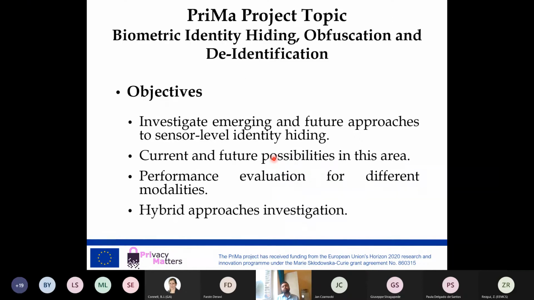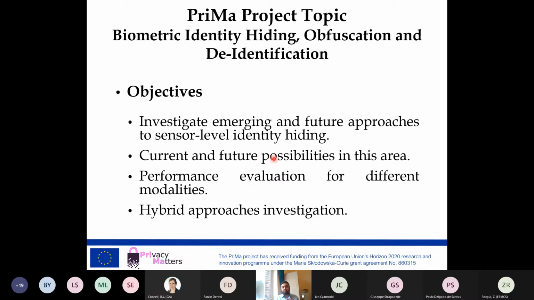Now, in terms of this project, we already know it is about biometric identity hiding or de-identification. Every day we go to many places and unknowingly give away our private information. Suppose we are going to a supermarket or a train station or anywhere with many surveillance cameras or CCTV cameras. We are giving our private information without even knowing or without our consent. So this is the issue for this project.